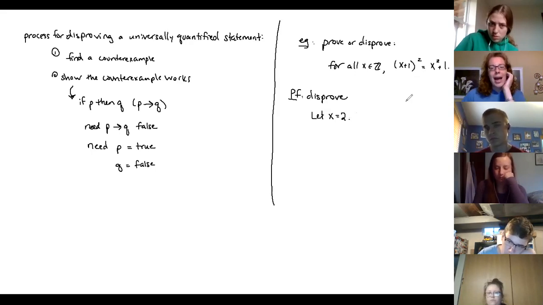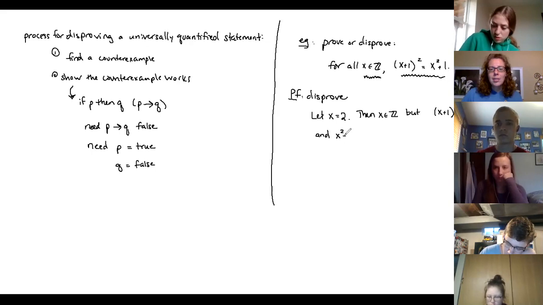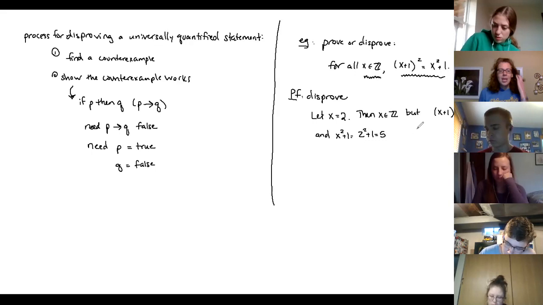So here's what has to happen for our counterexample to work. This first part has to be true. X has to be an integer, which it is. So then x lives in the integers. And the second part here has to be false. And also we'll say but x plus 1 squared is equal to 2 plus 1 squared, which is 3 squared, which is 9. And x squared plus 1 is 2 squared plus 1, which is 5.